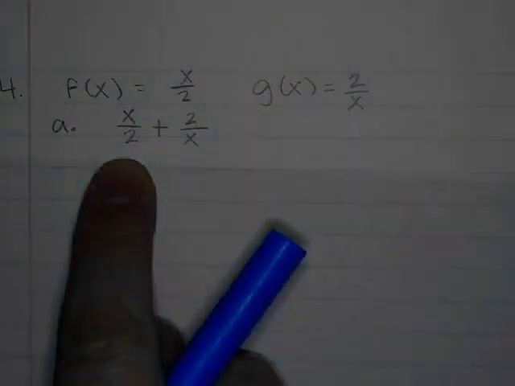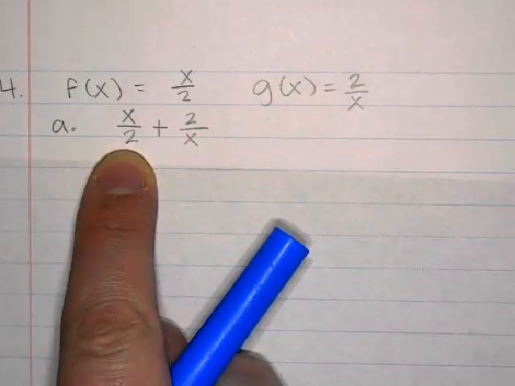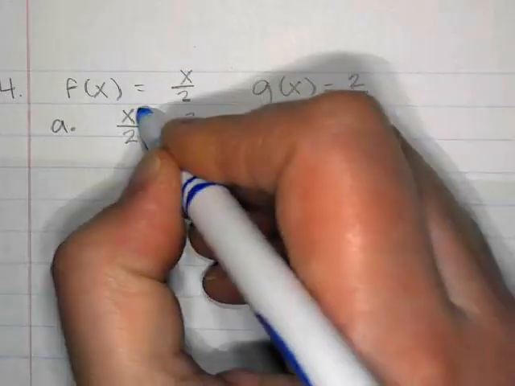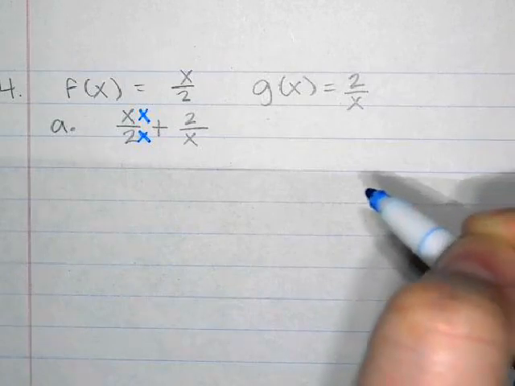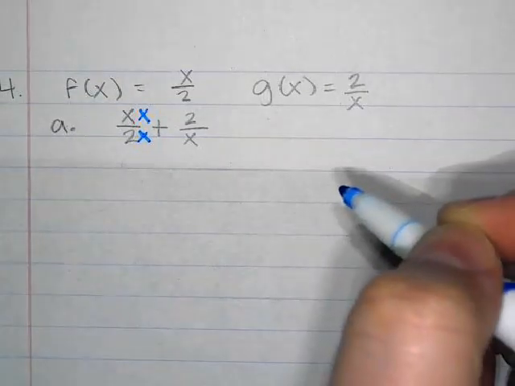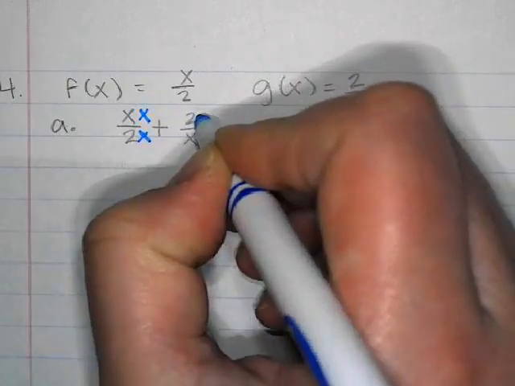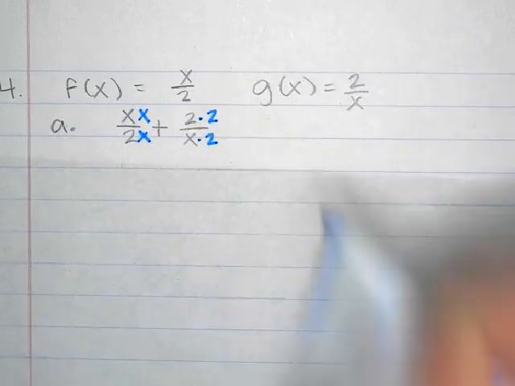Yeah, 2x. So the first one, how are we going to make this one have a denominator of 2x? I'm going to multiply by x on the top and the bottom. So I'm going to multiply by x, multiply by x. How am I going to make the second fraction have a denominator of 2x? I'm going to multiply by 2 on the top and the bottom. So times 2 times 2.